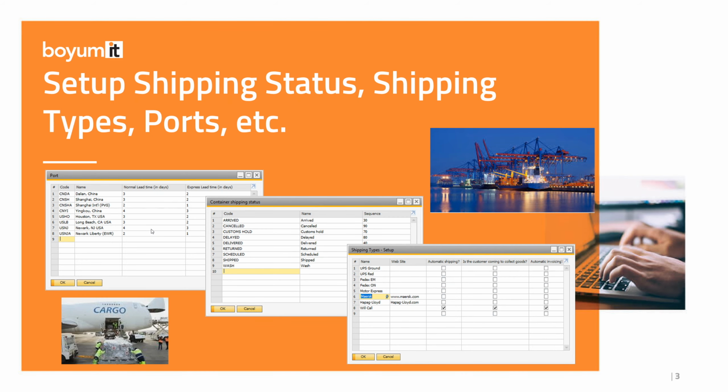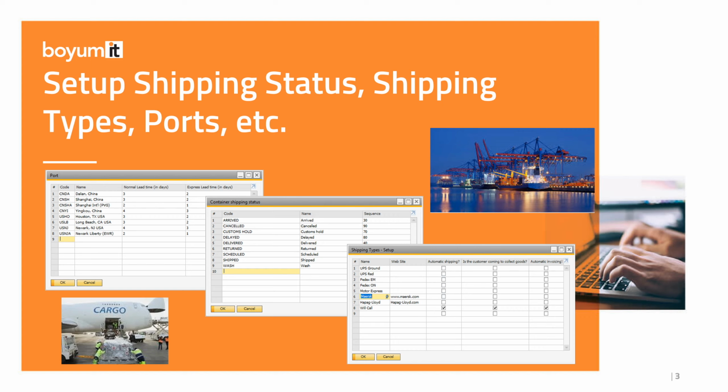When we have completed our basic configuration, we'll also want to configure our ports, our container shipping status values, and our shipping types. So, brief introduction, our ports are going to let us indicate each of the from or to ports that occur in your supply chain. In this case, we have some examples here of ports in China and ports in the US. Notice also that these ports could be not only ocean-going ports, but also airports.